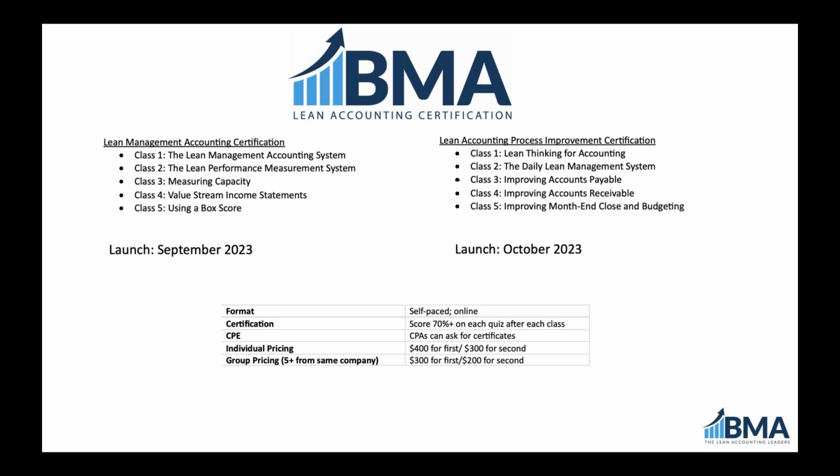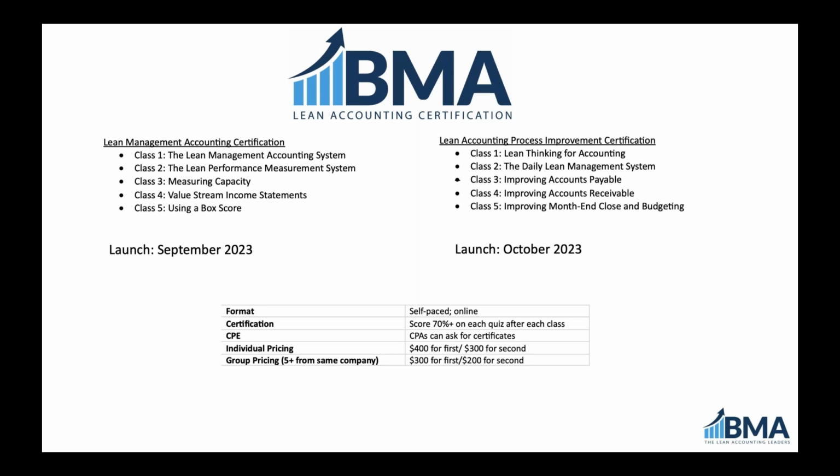The pricing is going to be set individually. If your first certification is $400, your second certification would be $300, which means if you do lean management accounting first, it's $400. Then you decide to do at any point in time lean accounting process improvement, it's $300. And then there'll be group company pricing, 5 or more people from the same company, and you can see the prices there.